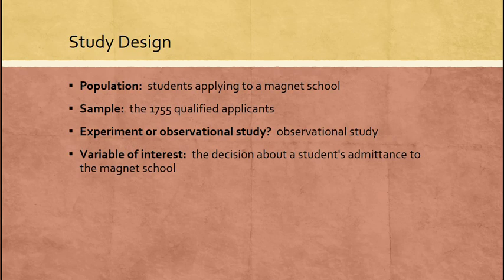As far as the study design, the population here is students applying to Magnet School. I would say qualified students that applied to the Magnet School. The sample itself is the 1,755 qualified applicants. This is an observational study. There's no assignment of treatment, so observational study. And the variable of interest is the decision about the students to a Magnet School.